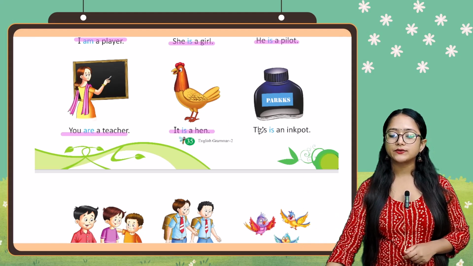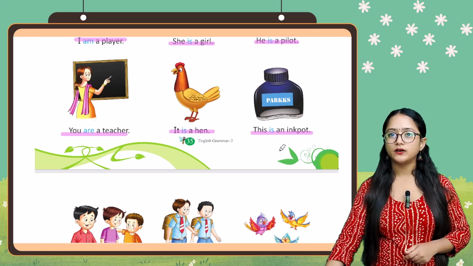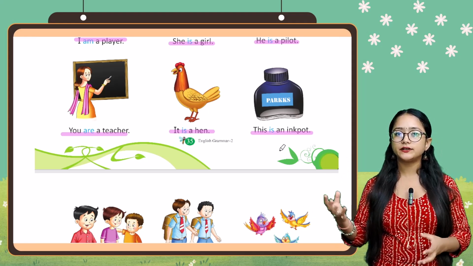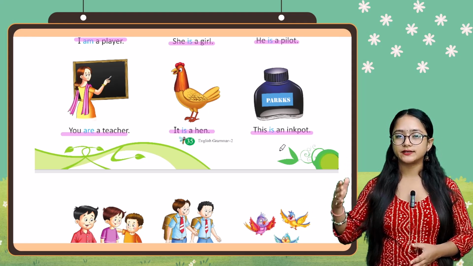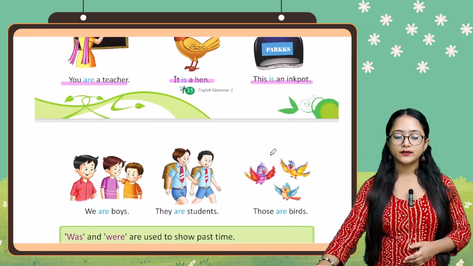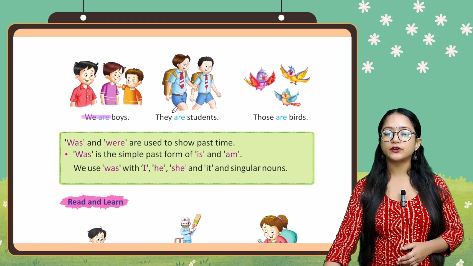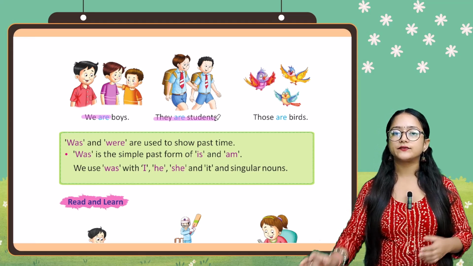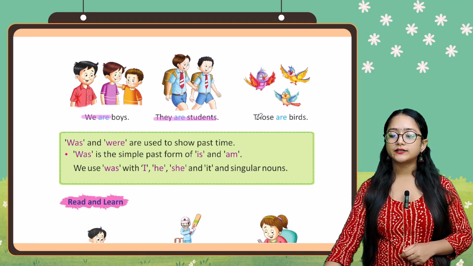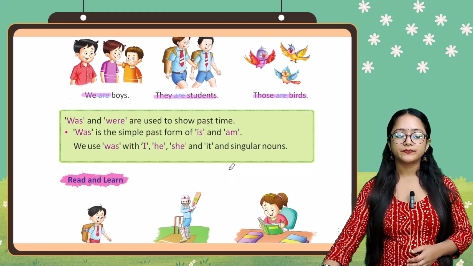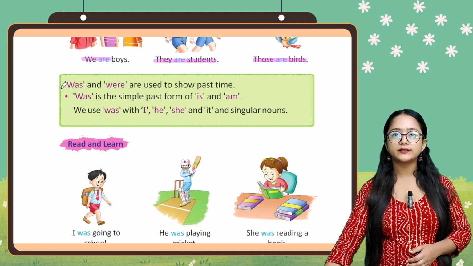Next one, this is an ink pot. When it is talking about the singular one object and also the object is near to you, then you're gonna use this. This is an ink pot. Now other examples are, we are boys. With we you're gonna use are. They are students. With they also you're gonna use are. Next one, those are birds. With those also you're gonna use are.